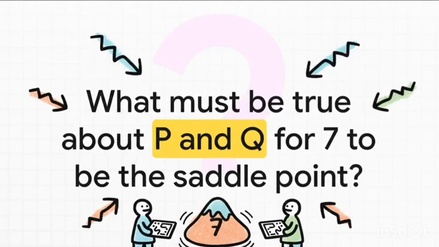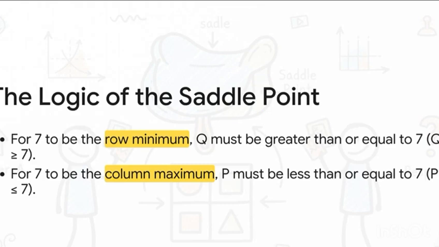So, here's the question. Based on the definition of a saddle point, what conditions must P and Q meet for 7 to be our stable solution? This forces us to work backward and really test our understanding of the whole concept. The logic flows directly from the definition. Remember, a saddle point has to be the minimum of its row. So for 7 to be the minimum in row A2, Q has to be greater than or equal to 7. It also must be the maximum of its column. So for 7 to be the maximum in column B1, P has to be less than or equal to 7. That's really all there is to it.